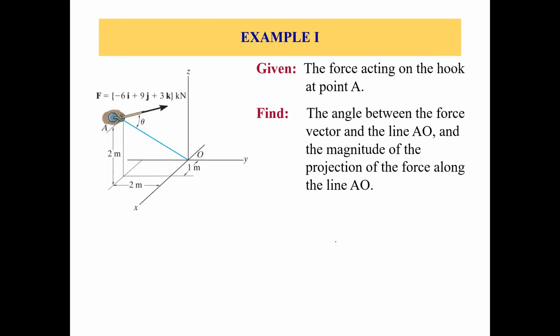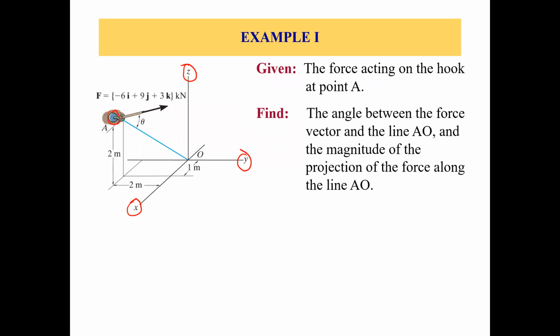So let's see, what do we have here? Okay, so this is again a 3D system with this hook here. So we have a hook at this point. We have x-axis here, y-axis here, z-axis here. And we have a force F which is being applied at point A, shown with this black arrow. And then we have this line AO.